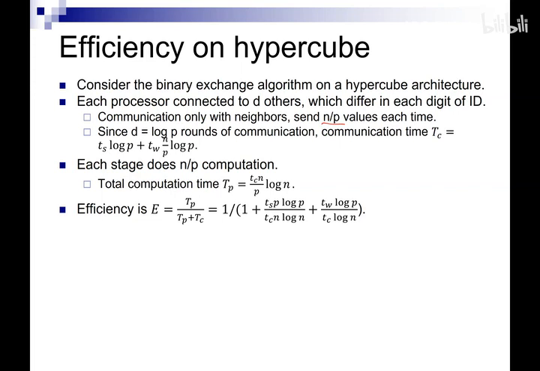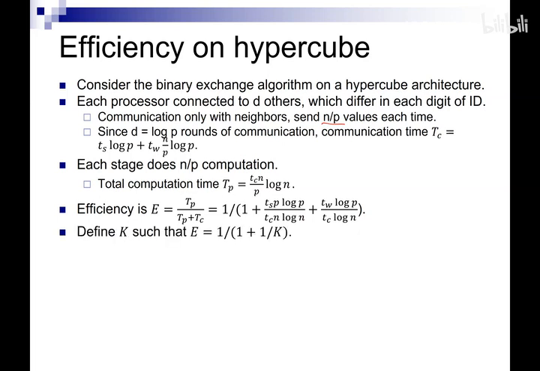Okay, so now we want to look at how efficiently we can implement this on a hypercube, because we have computation over here, and communication over here. We want to see how much of the total time this communication overhead is taking. So the efficiency is just the computation time divided by the total time, the computation plus communication time. If you plug in the TP and TC expressions over here, you get this thing.